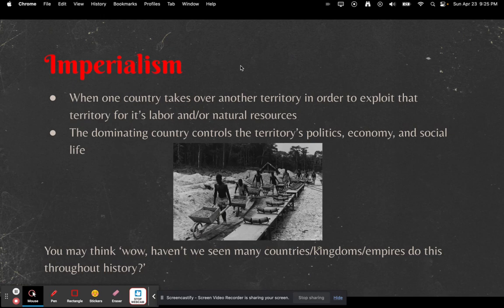All right. So I'll say this one more time just so we are all clear with it. Imperialism is when one country takes over another territory in order to exploit that territory for its labor and or natural resources. And that dominated country controls the territory's politics, economy, and social life.